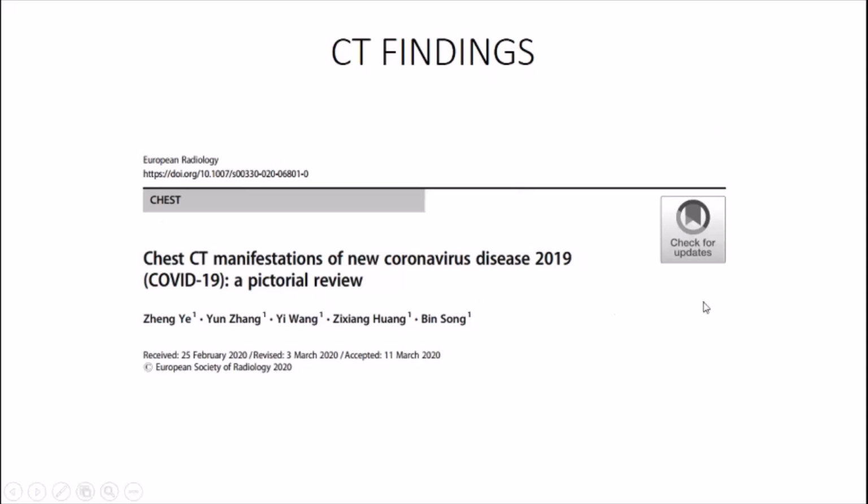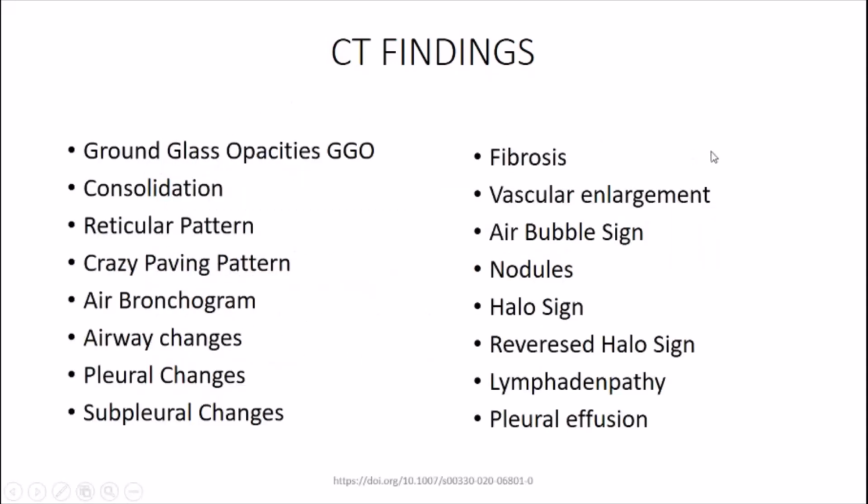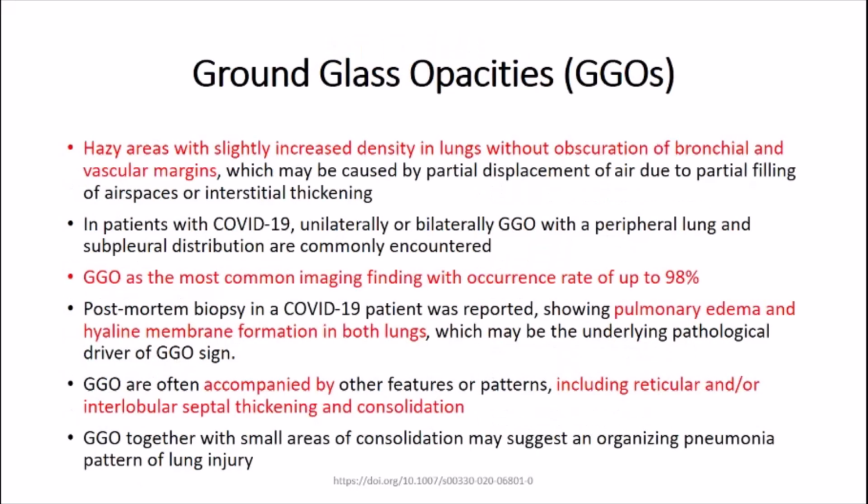This review article here is a pictorial review. It was just published, I think, last week. It's very good, very informative, and I will base most of the first half of my CT findings part on it. What they did is they read every article about COVID-19 imaging, and they summarized all the changes that have been seen in COVID-19 patients. All of these are the changes that you can see in COVID-19 patients' CT scans. We will go one by one.